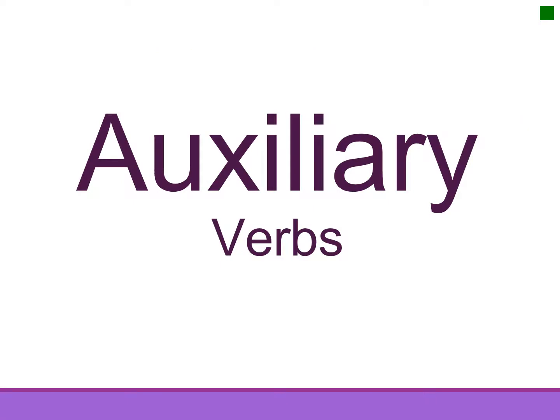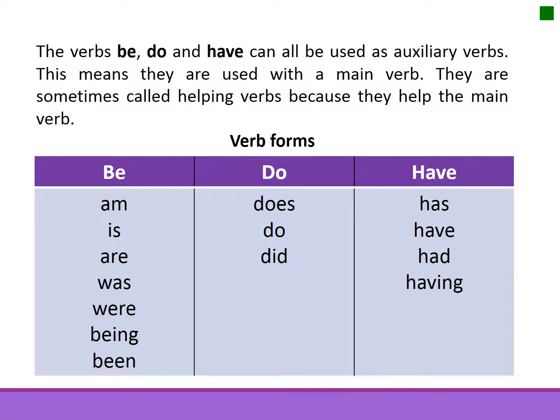Auxiliary verbs. The verbs be, do, and have can all be used as auxiliary verbs. This means they are used with a main verb. They are sometimes called helping verbs because they help the main verb. For instance, the verb form do can become does, do, and did.